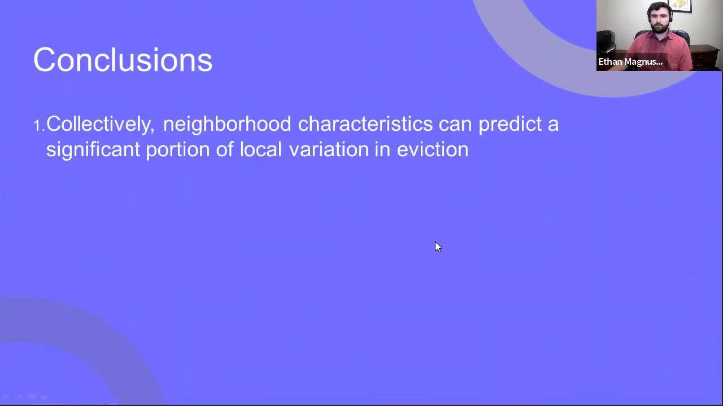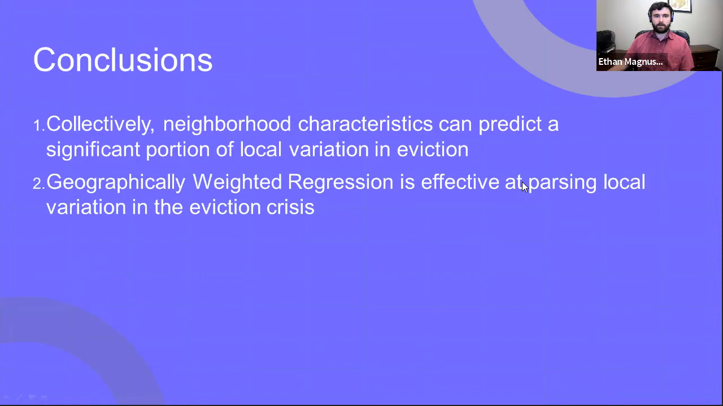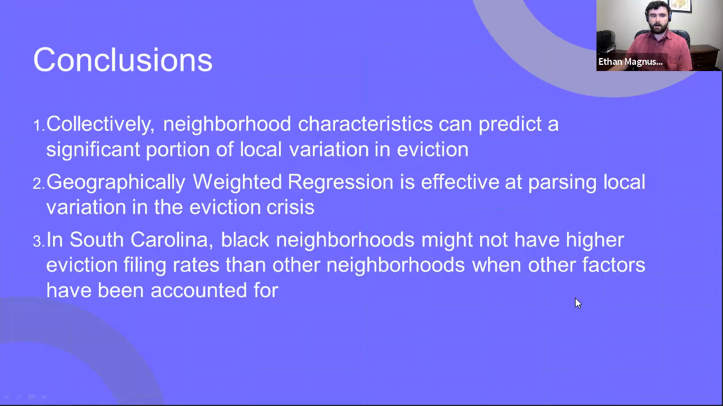So in conclusion, we can say that neighborhood characteristics can predict a significant portion of the local variation in eviction. And these neighborhood characteristics include a lot of ACS data, but importantly, I would also add the landlord characteristics are also very significant. Geographically weighted regression model, we have shown through these coefficient rasters, can be useful for understanding the interaction between eviction and various local housing market dynamics.